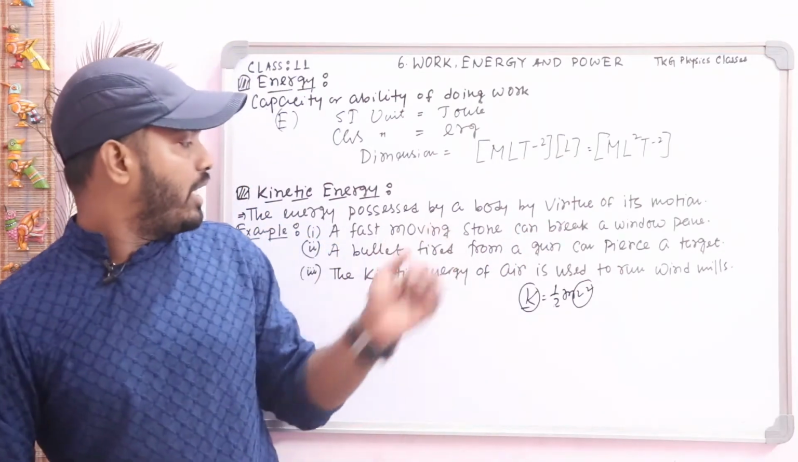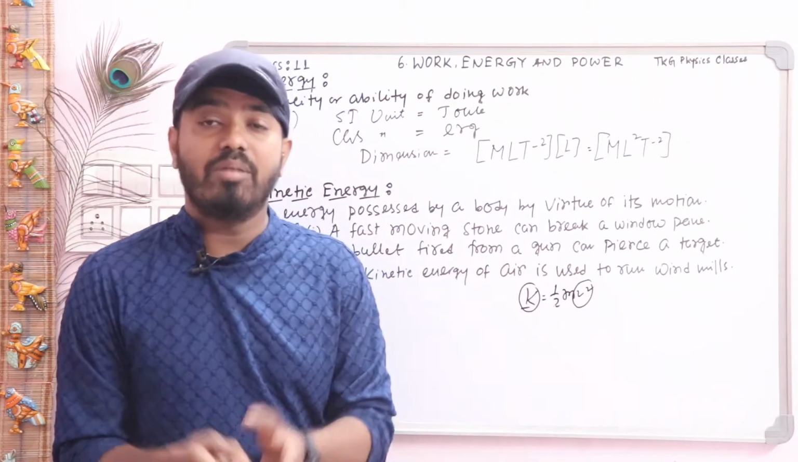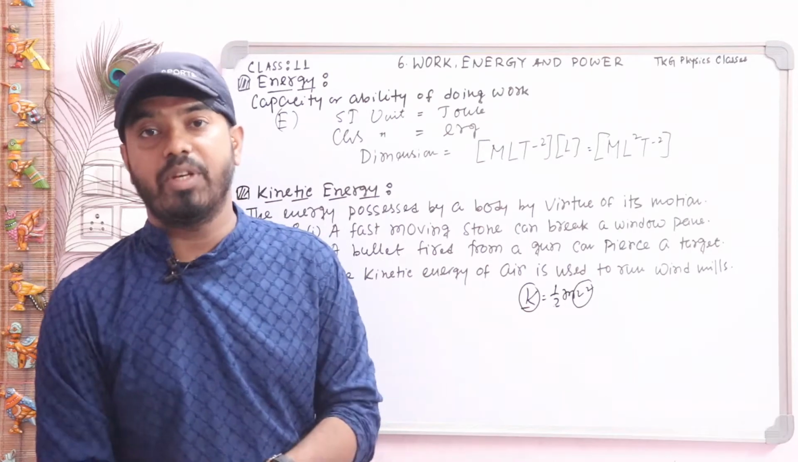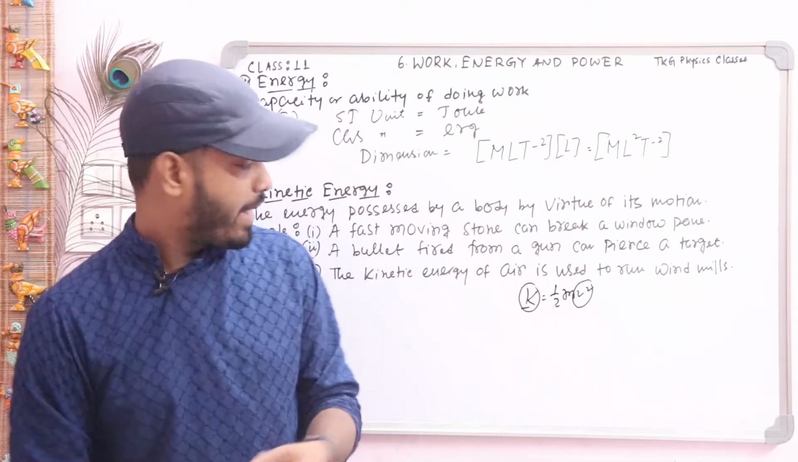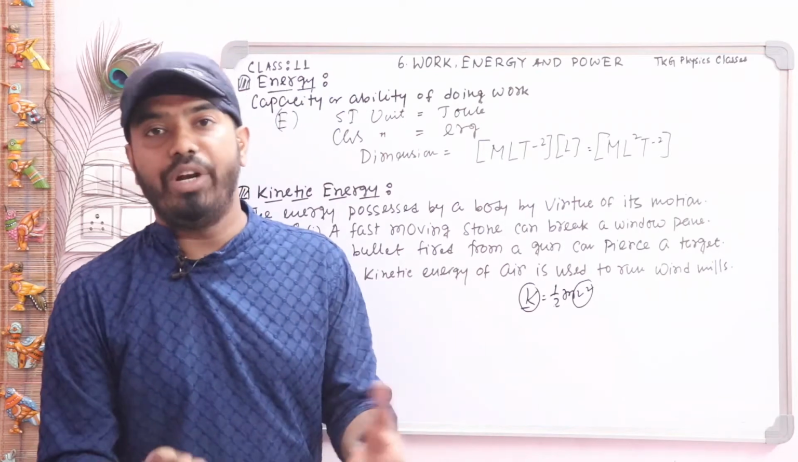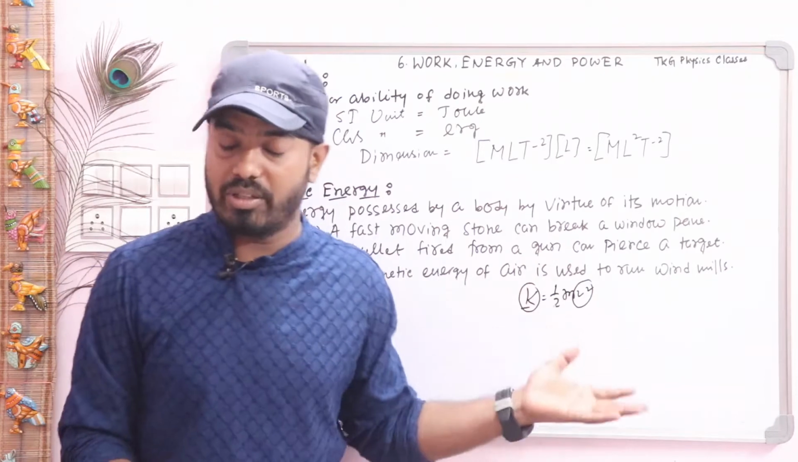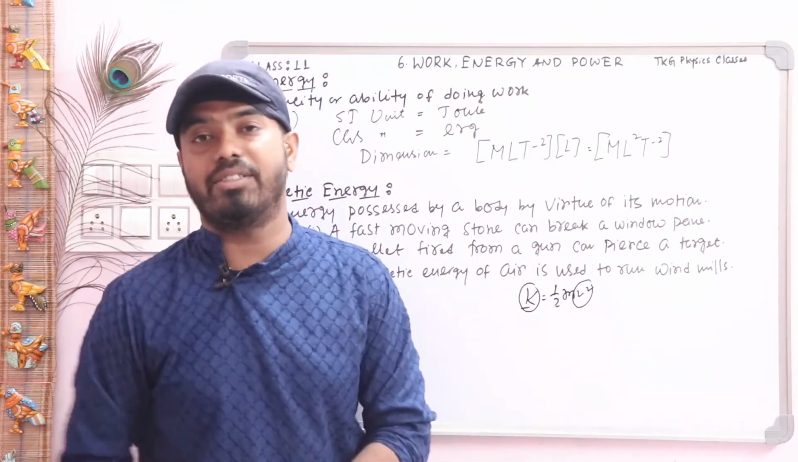Another one, a bullet fired from a gun can pierce a target because the bullet has kinetic energy, the bullet has velocity. The kinetic energy of air is used to run windmills, all of you know. So these are the examples of kinetic energy.